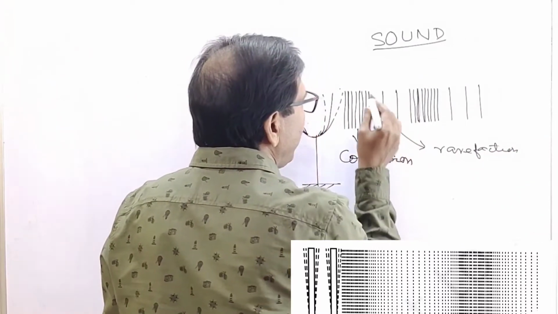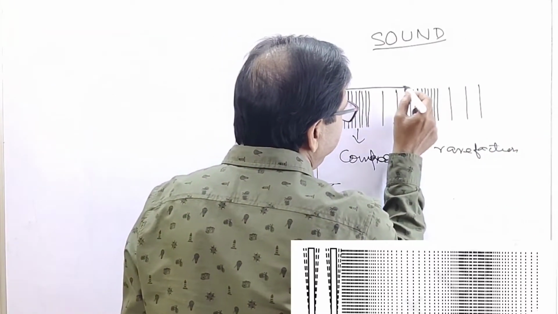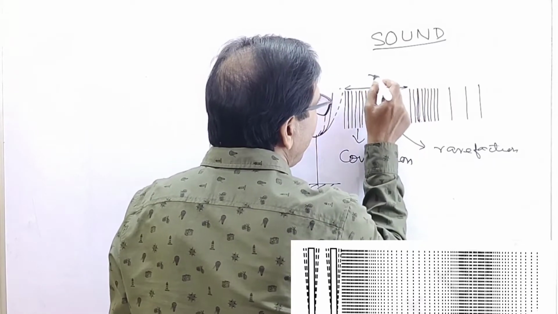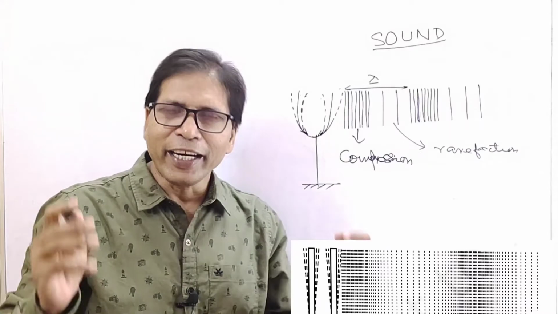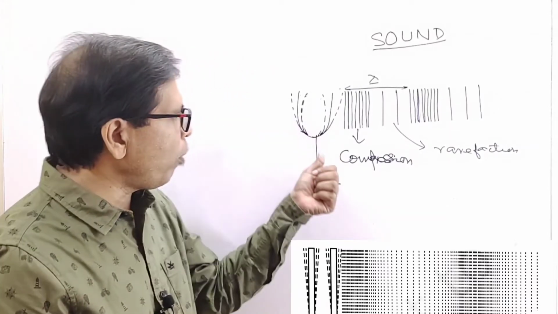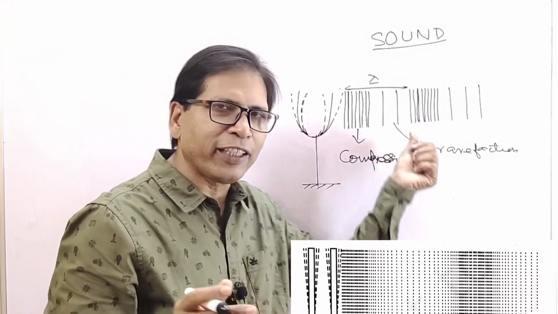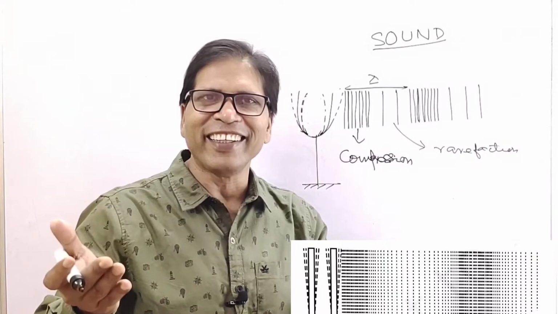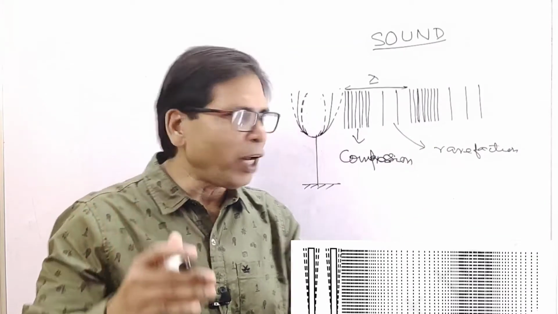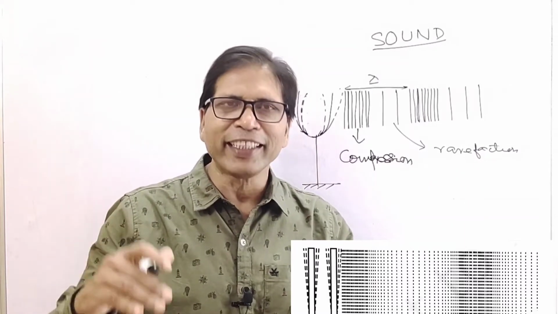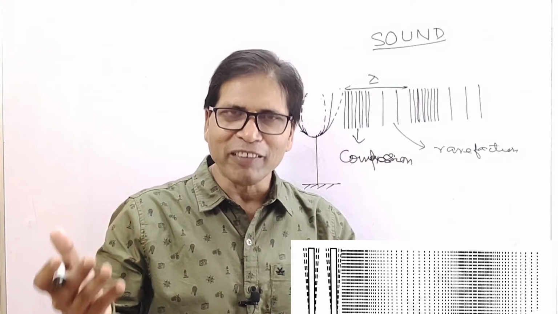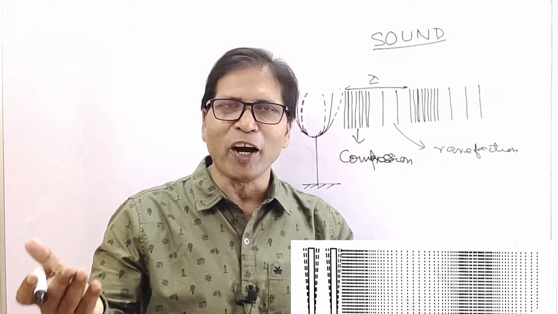So now the length of a compression and a rarefaction gives the wavelength of the wave. And the time required for a complete compression and rarefaction is called the period. And the number of compressions and rarefactions produced in 1 second is called the frequency of oscillation or frequency of vibration.